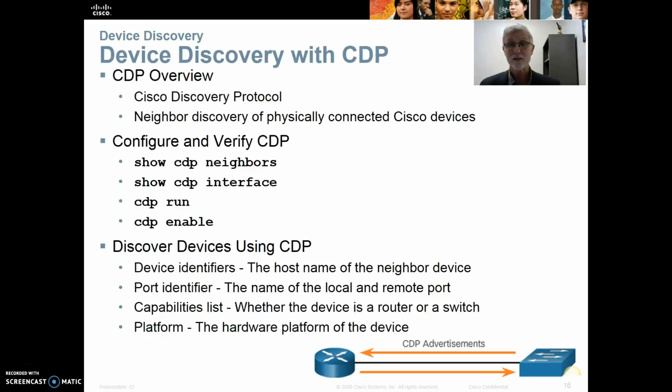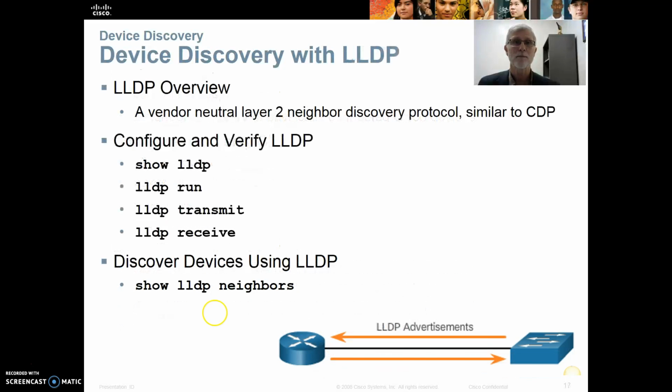Now, how does this CDP work? It has host names and device names. It's got port identification. So it's advertising what my name is, what ports are active, what capabilities I have, what my hardware platform is that you need to worry about.